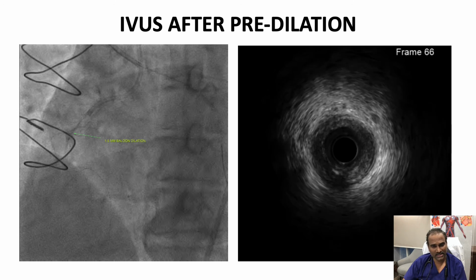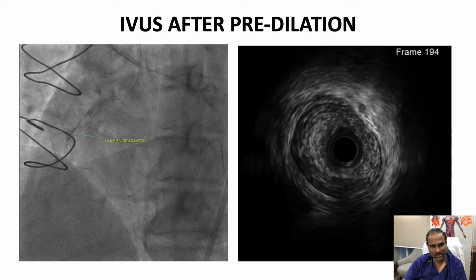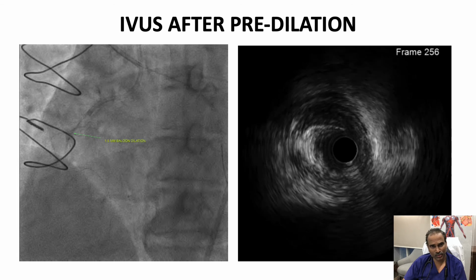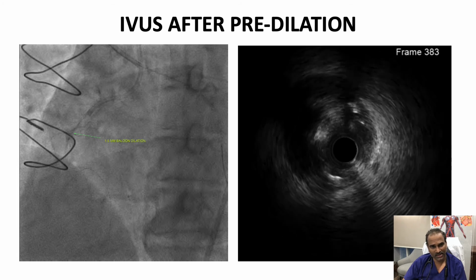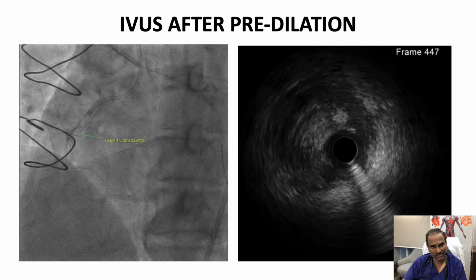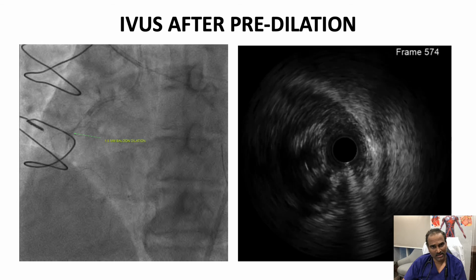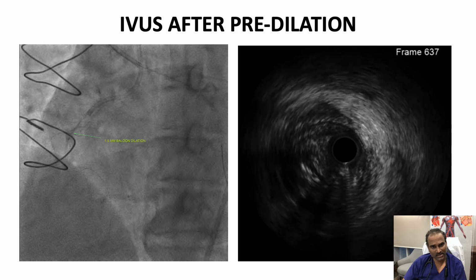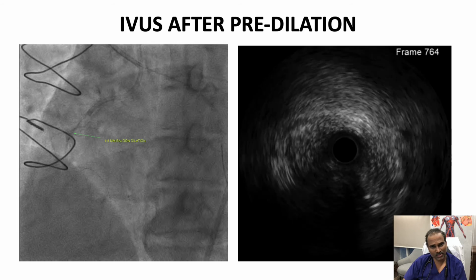So this is at the distal RCA. You can see the block all around, and the catheter is in the true lumen in the distal RCA. And as I come proximally, you can see here somewhere. So my catheter is going into the true lumen. You can see here, this is the false lumen, and this is the compressed true lumen.